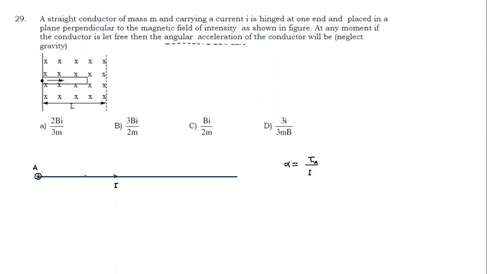This is the case of pure rotation, and this is the axis of rotation. So torque has to be calculated about the axis of rotation, and moment of inertia also has to be calculated about the axis of rotation. That is what I need to calculate. There is no gravity, and the torque is created only by the magnetic force.